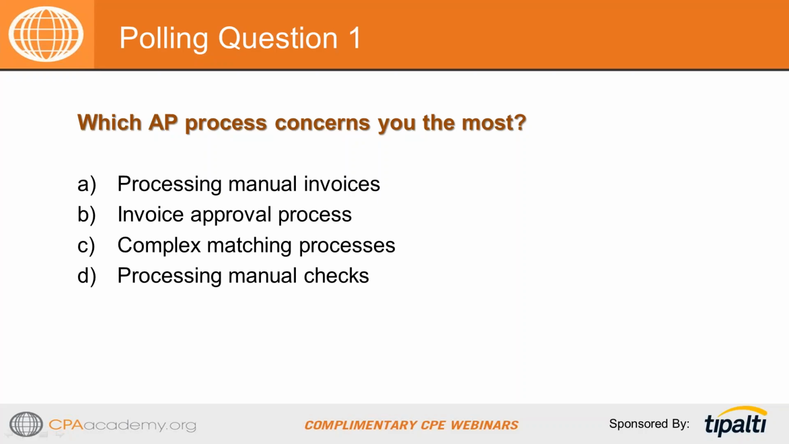Okay, so it looks like we've got almost a tie between processing manual invoices, the approval process, and complex matching processes. The manual invoice process is 27%, 29% for approvals, 26% for matching, and the straggler is 18% for processing manual checks. Now, I hope that's good news, particularly on the manual check area, because you're implementing electronic payments and ACH, so we don't have to worry that much about manual checks anymore. So I'm hoping that's what that's indicating.